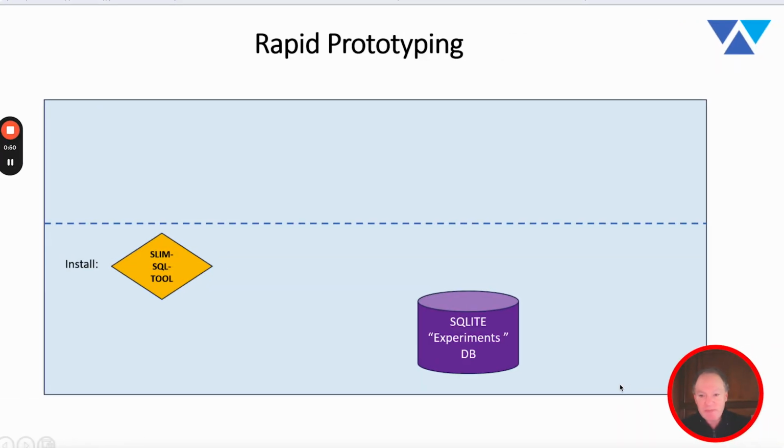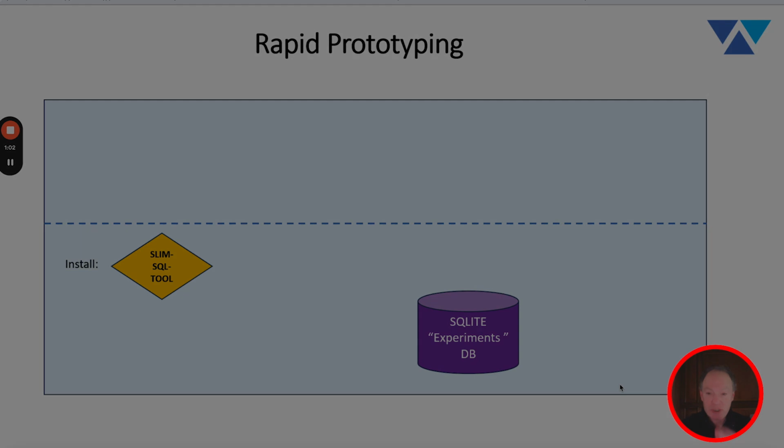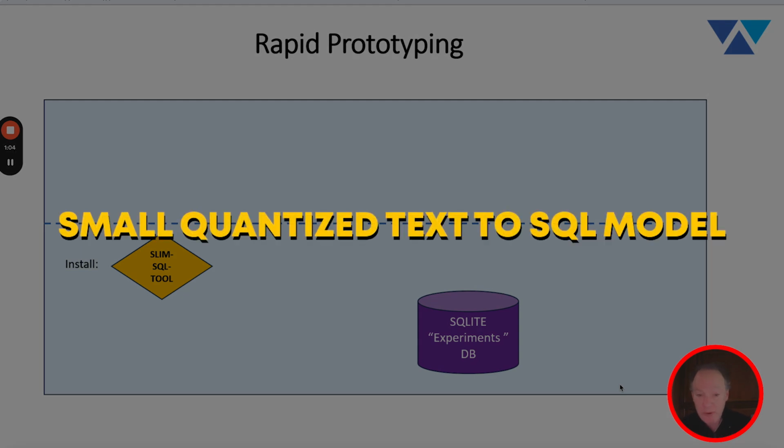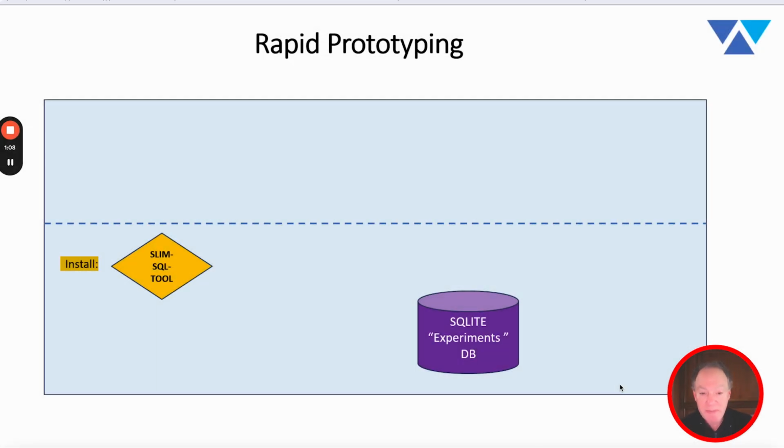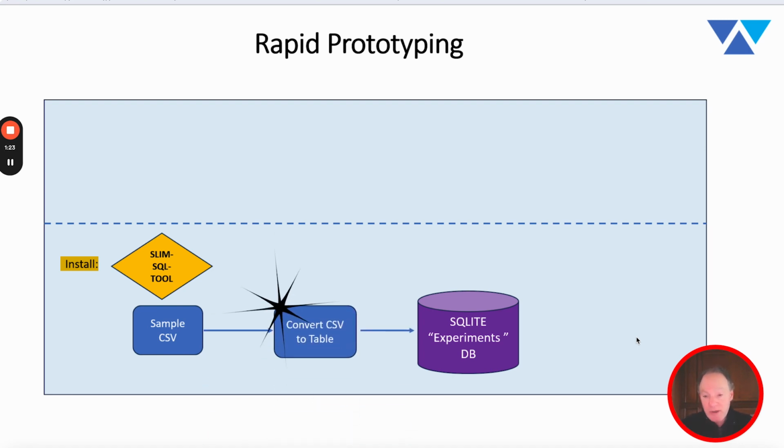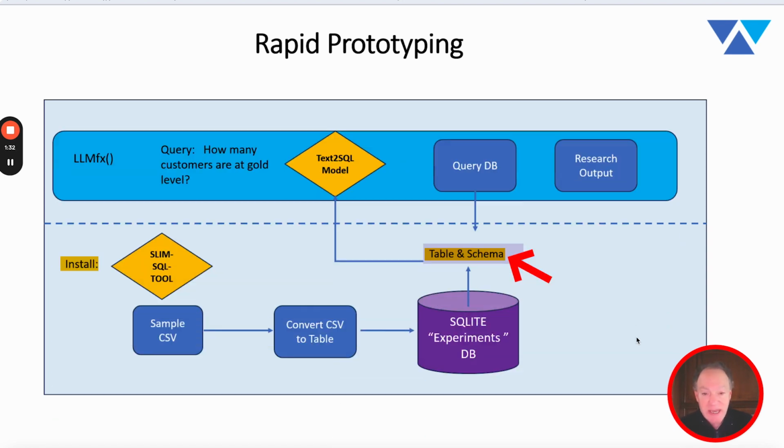Now, just to remind you what we're going to be showing, I'm going to show the architecture of this, and then we're going to look at the code. It starts when you install LLMWare and pull down the Slim SQL tool, a small quantized text-to-SQL model. It also comes with support for SQLite, an embedded database, out of the box. The flow that we're going to build here starts with a sample CSV. It's a very simple customer table that we've included with the instructions and the configuration for that Slim SQL model. We're going to convert that representative CSV file into a table on our SQLite database running locally. That's going to give us the table and the schema.